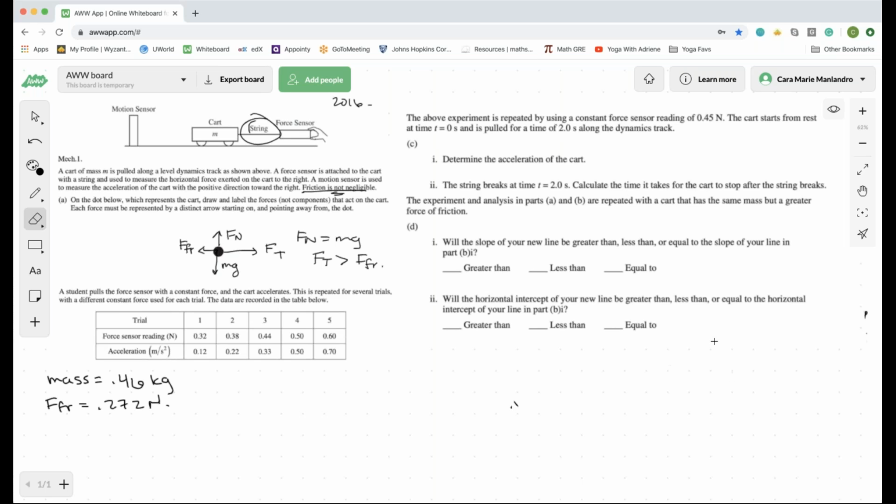All right, so the above experiment is repeated using a constant force sensor reading of 0.46 newtons. Okay, let's hang on for the question. If you, for example, got the mass wrong and used that value for the rest of the problems, would you get penalized more than once? No. They would mark the mass wrong, and then they would mark the rest of the problem correct, provided that you did the rest of the problem correctly using the incorrect mass. Does that make sense?